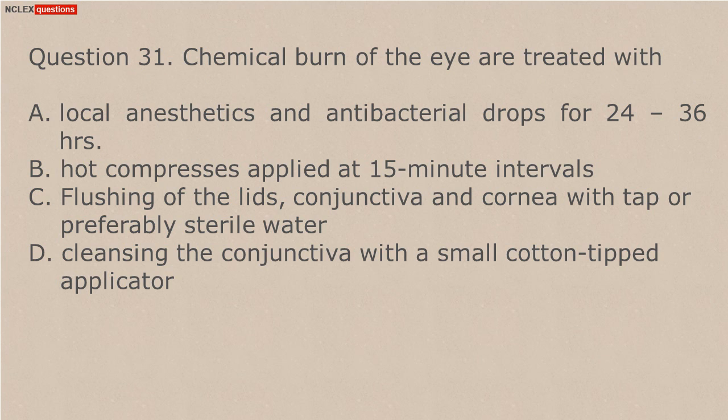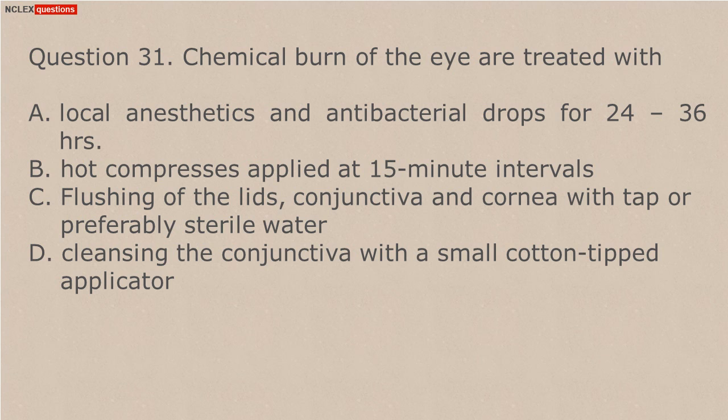Question 31. Chemical burn of the eye are treated with A. local anesthetics and antibacterial drops for 24 to 36 hours. B. hot compresses applied at 15-minute intervals. C. flushing of the lids, conjunctiva and cornea with tap or preferably sterile water. D. cleansing the conjunctiva with a small cotton-tipped applicator.